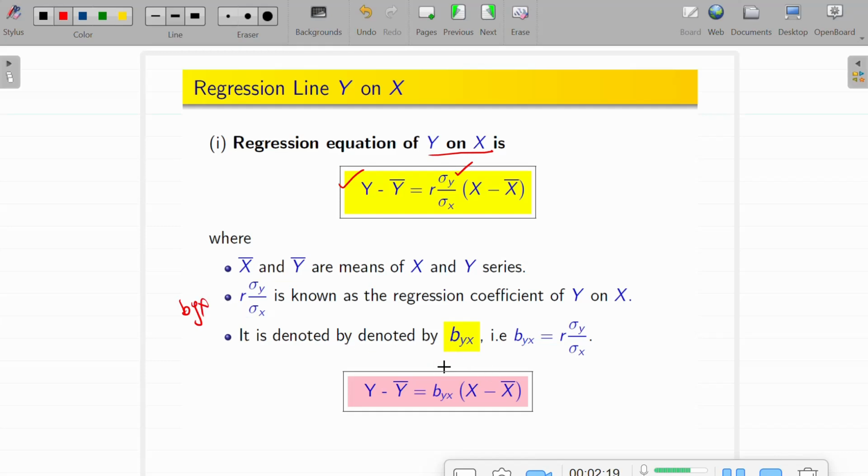So that is given here. So the regression coefficient is byx. It is r sigma y by sigma x, and byx is also denoted as r sigma y by sigma x. It is called the regression coefficient of y on x. So this is the regression equation of y on x.